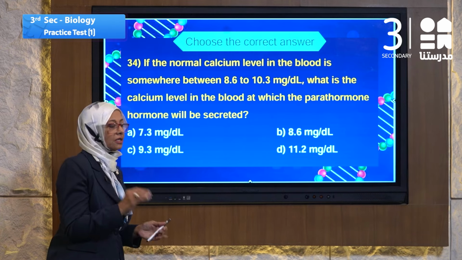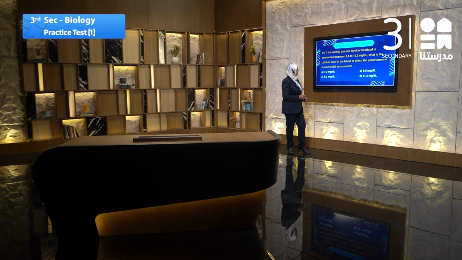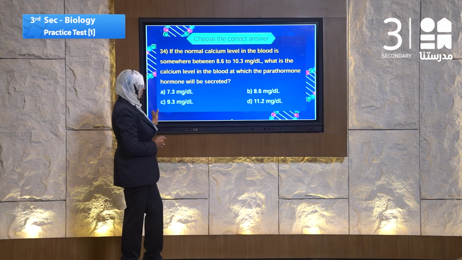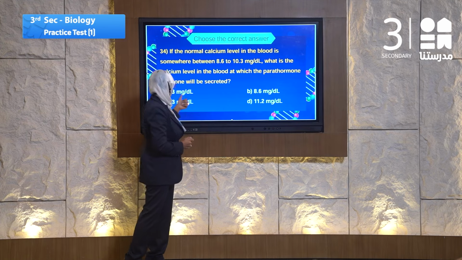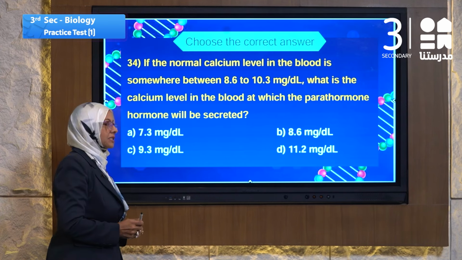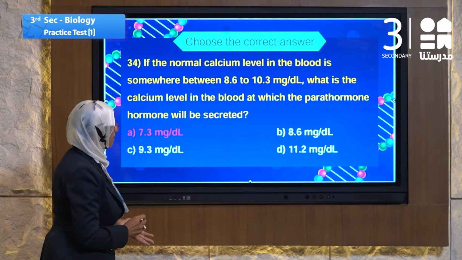We must read it carefully. If the normal calcium level in the blood is somewhere between 8.6 and 10.3 milligram per liter, what is the calcium level in the blood at which the parathyroid hormone will be secreted? The parathyroid hormone will be secreted when the calcium level is decreased. Which of them is decreased from the normal? 7.3, 8.6, 9.3, 11.2. All of them are high except number A, 7.3 milligram per liter. That's the decrease of calcium level. So the answer must be A.